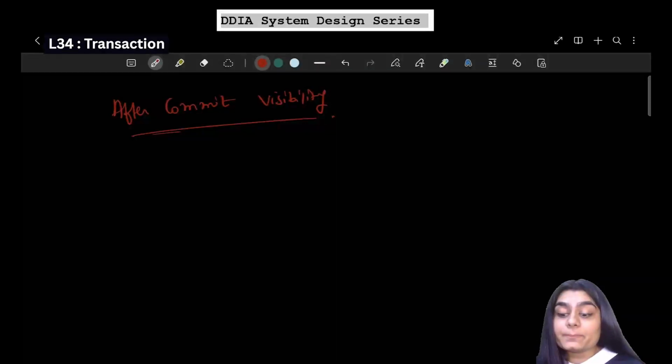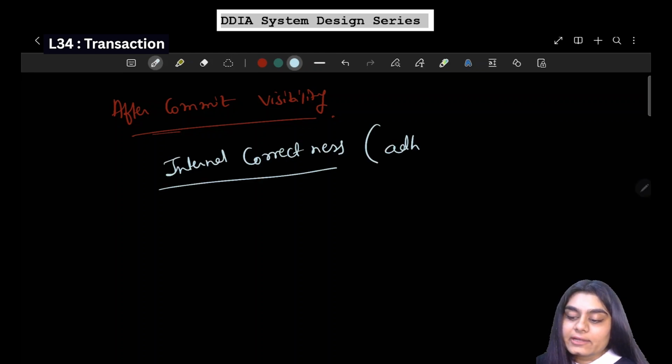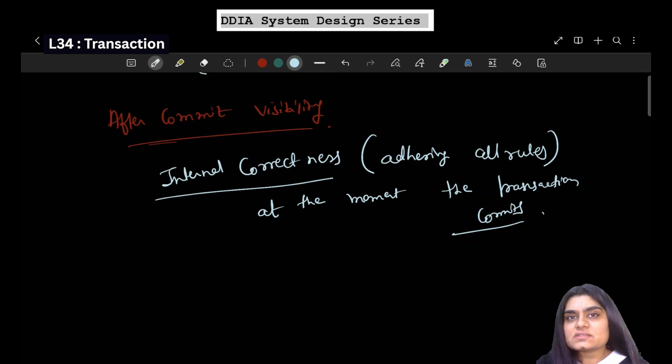Let's talk about after commit visibility. Consistency in the ACID sense is sometimes confused with the idea of all the users seeing the latest data. A clearer way to distinguish this is: consistency is about internal correctness, that is, adhering to all rules at the moment the transaction commits. In distributed systems, consistency also means having up-to-date copies across all the replicas, but that is a different usage. We will discuss this in later topics.